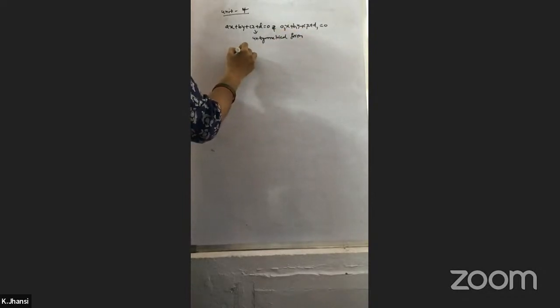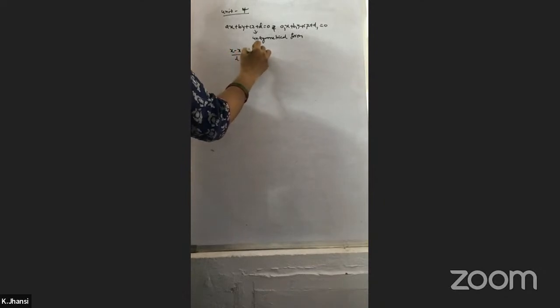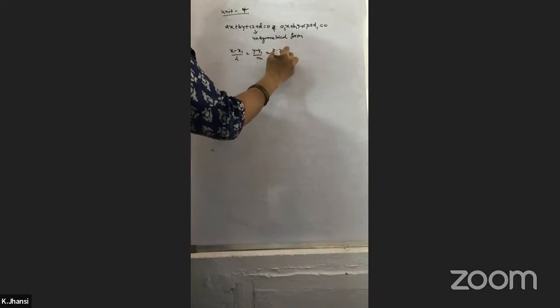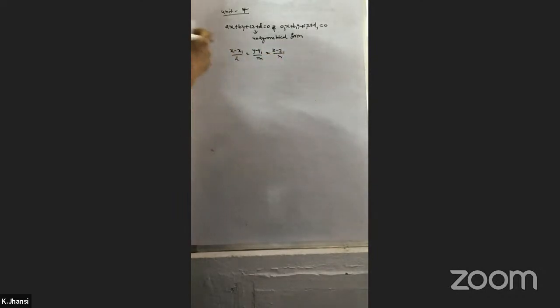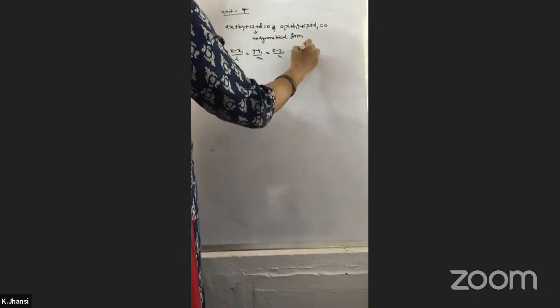If you have the line equation like this, y minus y1 by m equals z minus z1 by n, then this is called the symmetrical form.